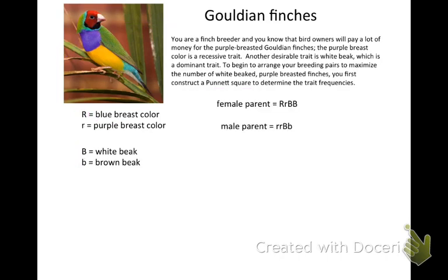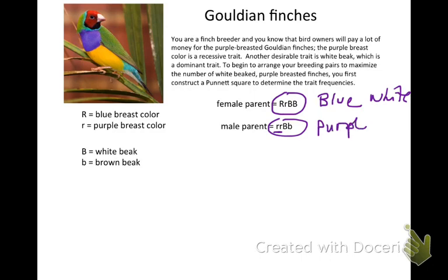So let's look at the parents, or an example using two parents. Our female has the genotype capital R, little r, capital B, and the male is a purple finch that has a white beak. It has the two recessive alleles for breast color. So this is a blue-breasted, white beak female crossing with a purple-breasted male with a white beak.